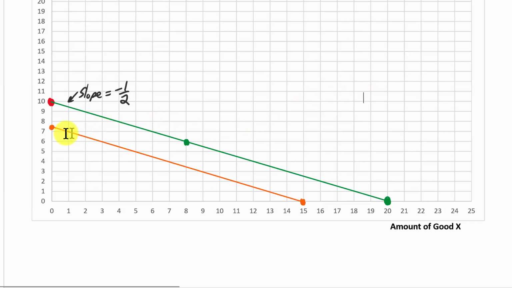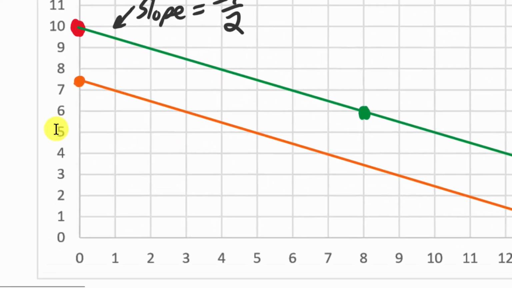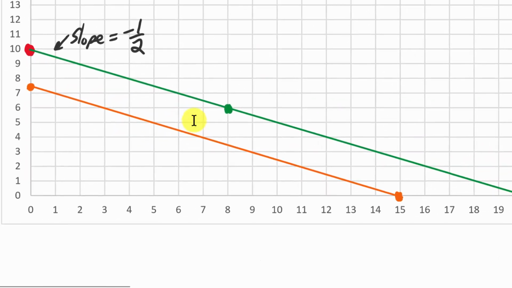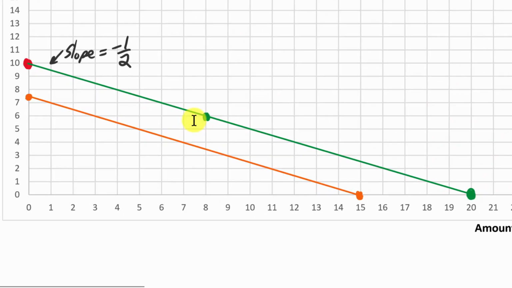The slope is the same because the orange line is parallel to the green line. The slope is still minus 1/2 because what that represents is that opportunity cost. When you want to get one more x, you have to give up half of a y. One more x, give up half of a y, right? Same slope, but it's shifted in parallel, which means we have less consumption possibilities now.